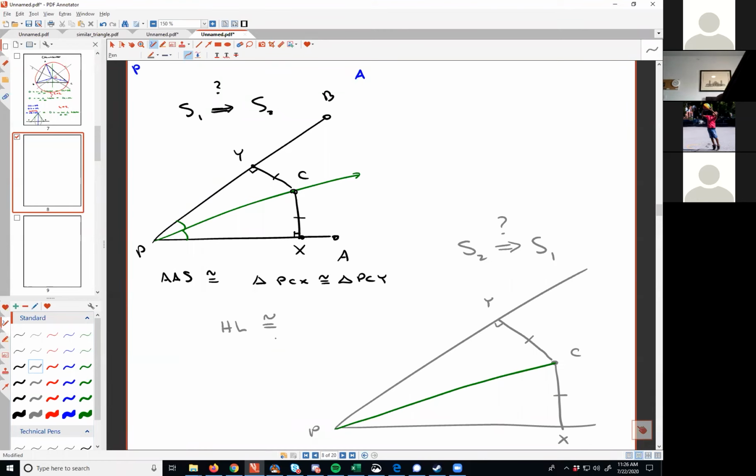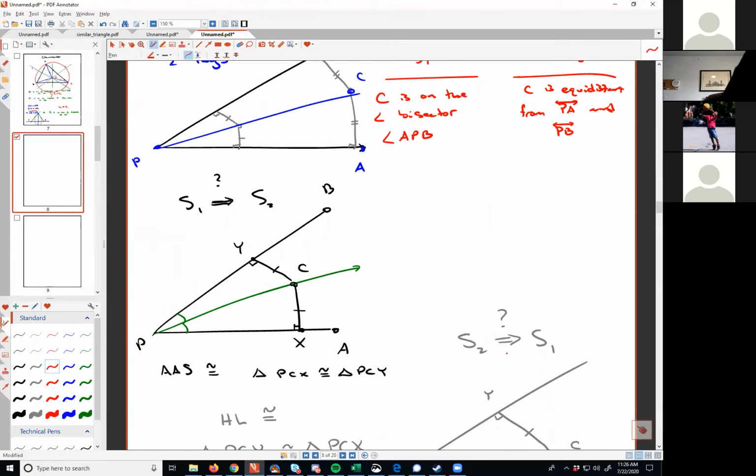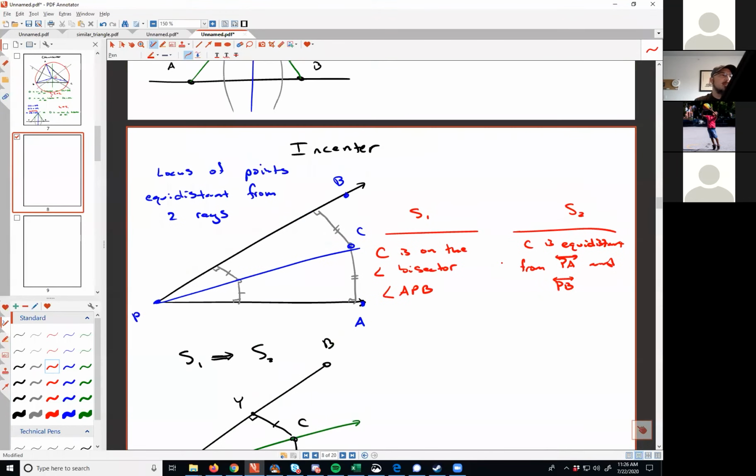So by HL congruence, triangle PCY is congruent to triangle PCX. And because those triangles are congruent, corresponding parts are congruent. So statement 2 did imply statement 1. C is indeed on the angle bisector APB. So we have equivalent statements. Once again, we have an if and only if theorem. We say that a point is equidistant from two rays if and only if it is on their angle bisector.